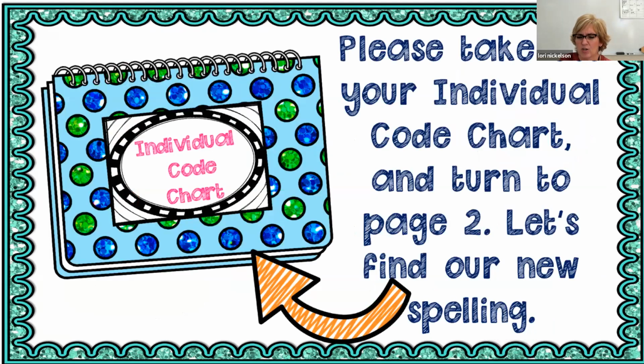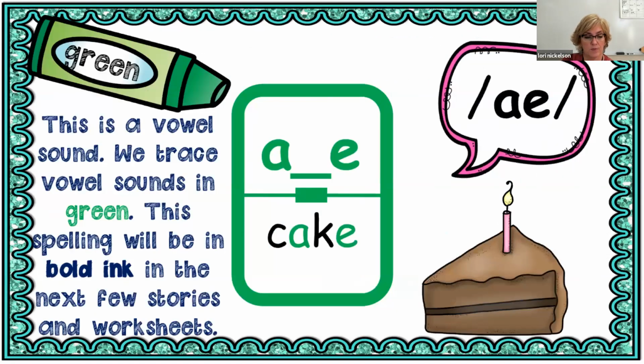And it says to take out your individual code chart, but we don't have that, so we're going to skip that page. Remember, this is a vowel sound. We're going to trace the vowel sounds in green. We don't have a green crayon, but use your marker and your whiteboard, and I want you to practice writing the A and the underline and the E. Now, this spelling will be in bold ink in the next few stories and worksheets.